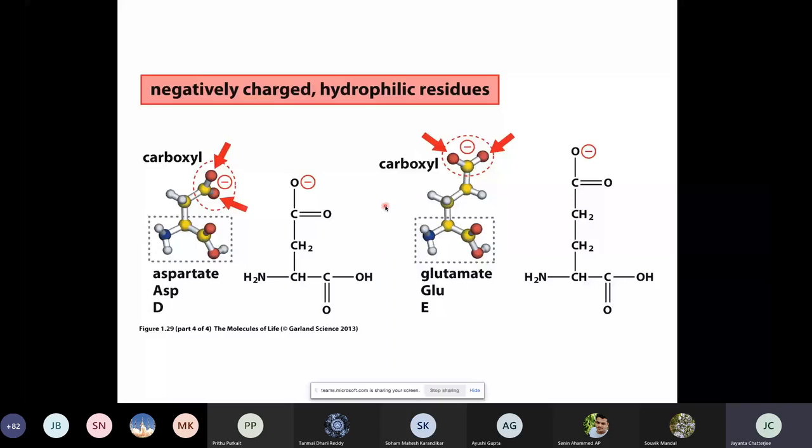The pH in our bloodstream, in our body? Roughly 7.4, right? So what happens at pH 7.4? This side chain will definitely exist as a negatively charged residue. What about the backbone? What do you think at pH 7.4 will happen to this backbone NH2 and COOH? Will this be charged or uncharged? We will have COO minus instead of COOH, so there will be a negative charge on the oxygen. Right. How about this one?